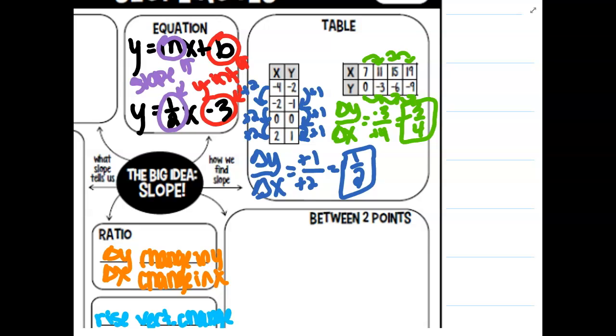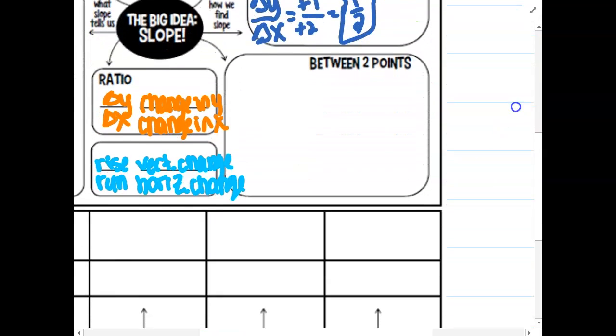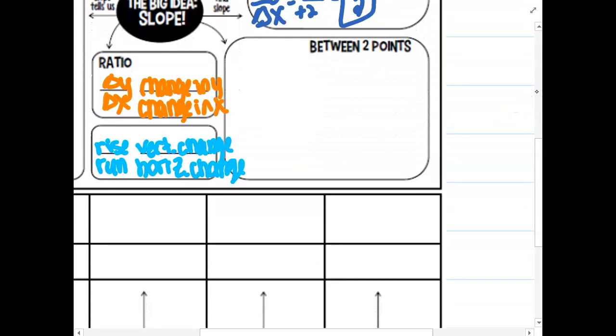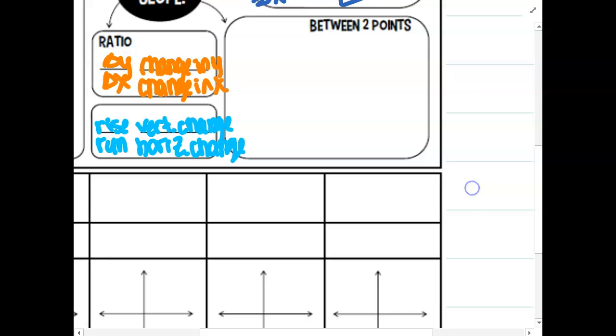Now, we're not going to be given a whole entire table today. What you're going to be given today is either a graph or just 2 points. Because what we're going to find out on Wednesday, and that you already know whether you remember it or not, is you only need 2 points to make a line. So if I have 2 points, I could make a line, which means I could find the slope of the line between those 2 points. So let's try a couple of these.